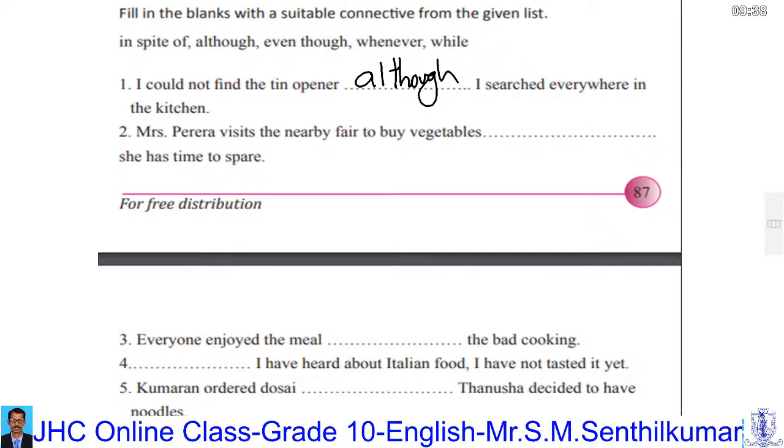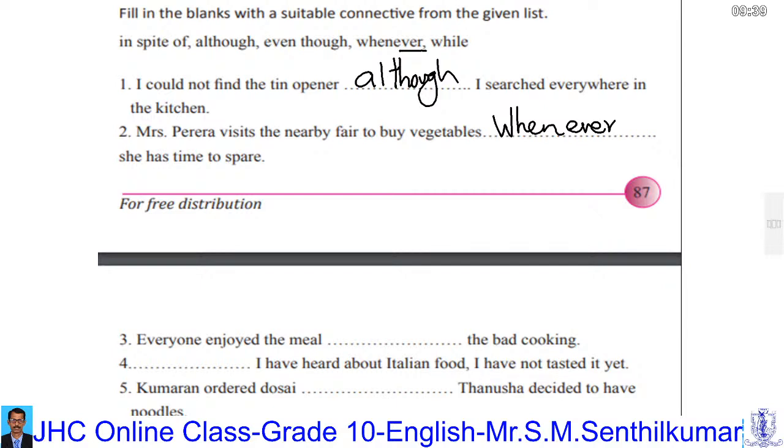Or you can use even though; it's accepted. Mrs. Pereira visits the nearby fair to buy vegetables, dash, she has time to spare. What is the possible answer? Not when. The answer you have to say is whenever, at that time. She has time to spare. Whenever.